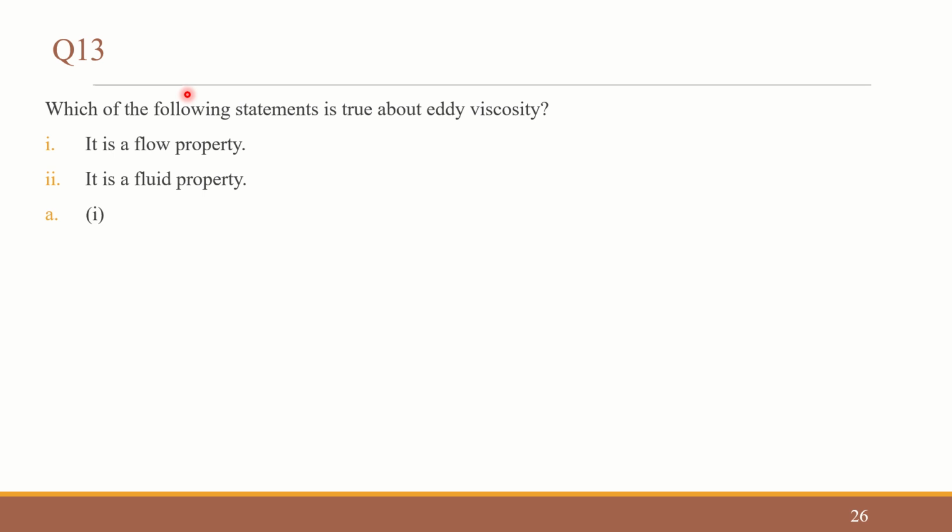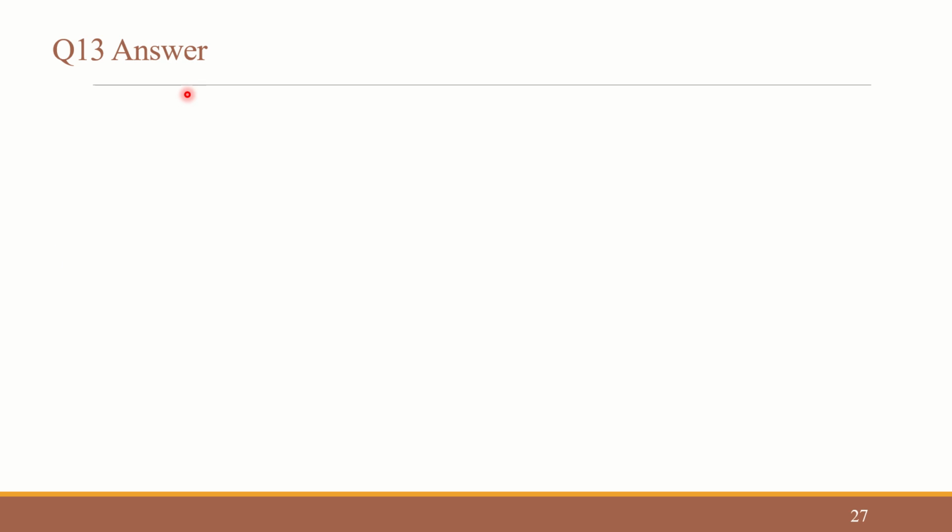Options given are option A: 1, option B: both 1 and 2, option C: 2, option D: neither 1 nor 2. So we know that eddy viscosity is a flow property. It is not a fluid property. So the answer is option A. It can be both 1 and 2 actually. But yeah, our answer is option A, that is 1. We will see why.